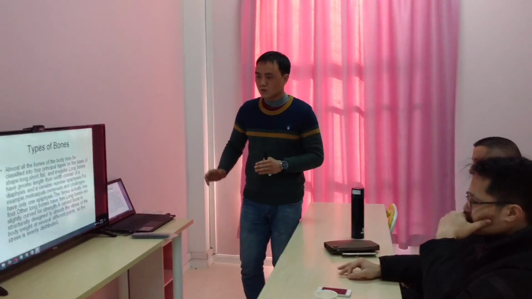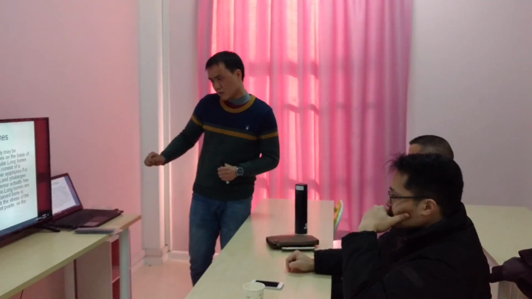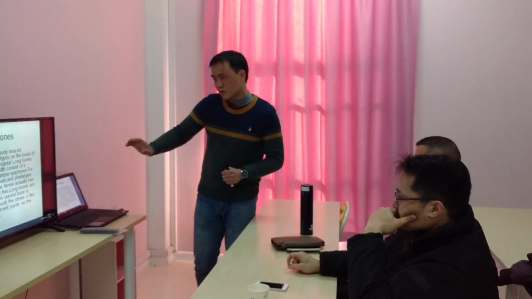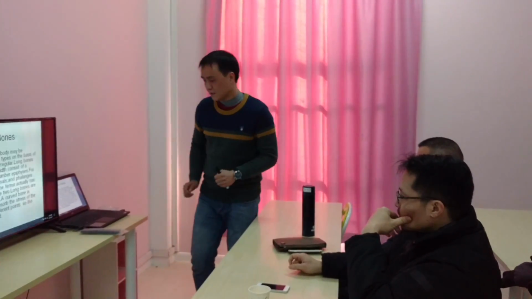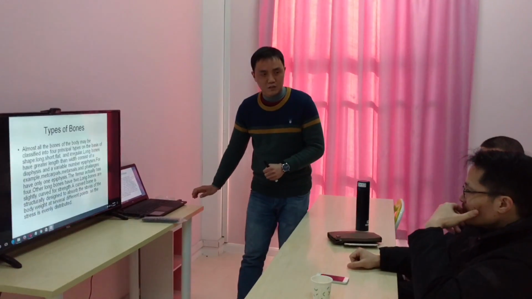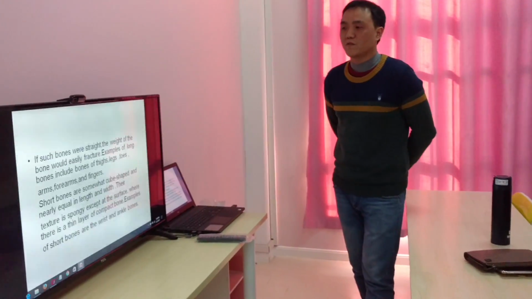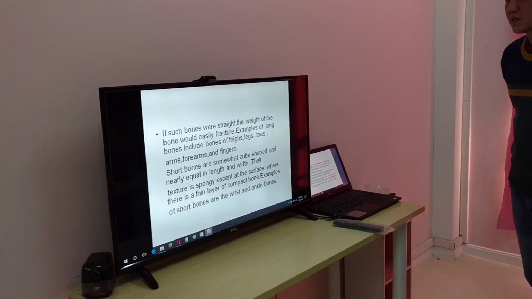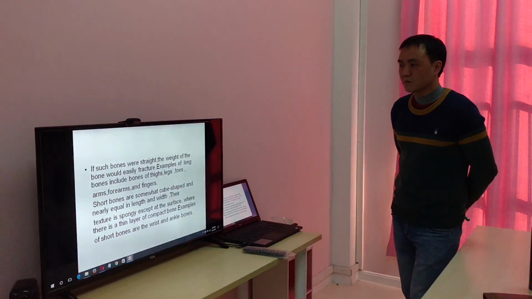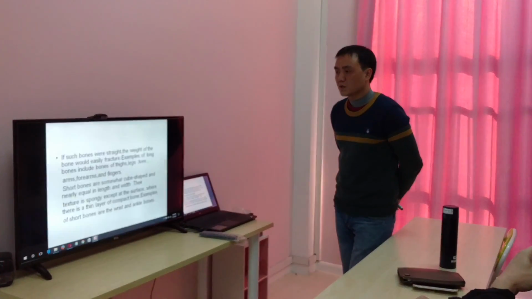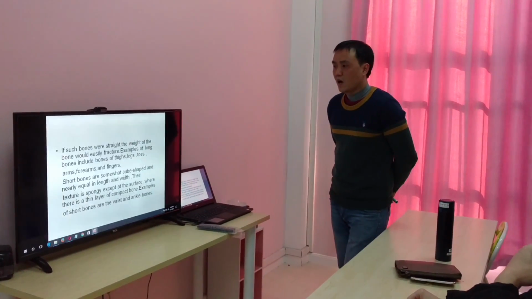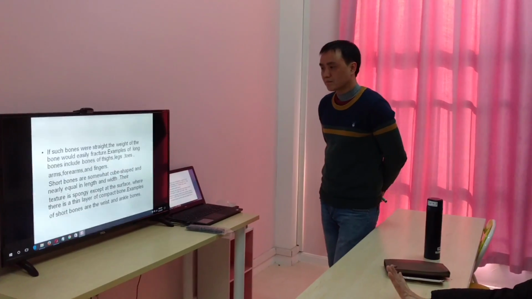This lets the bone bear stress better and avoid fracture. If such bones were straight, the weight would easily fracture the bone. Fracture means a broken bone. Examples of long bones include bones of the thighs, legs, arms, forearms, and fingers.